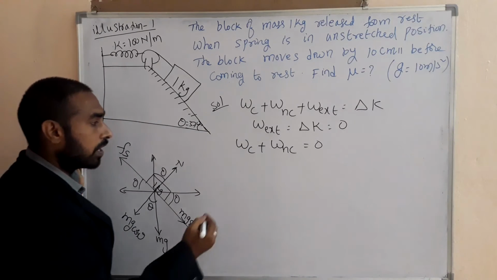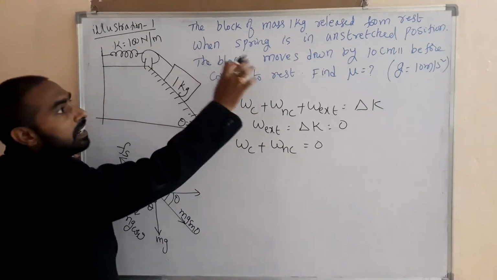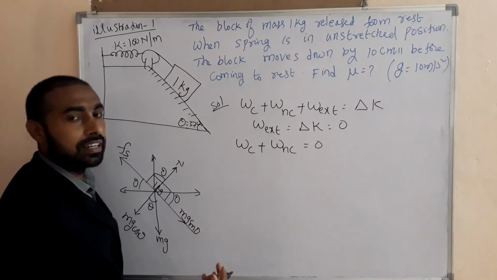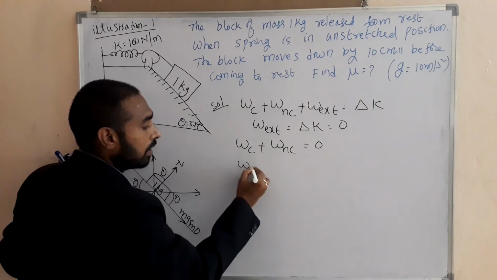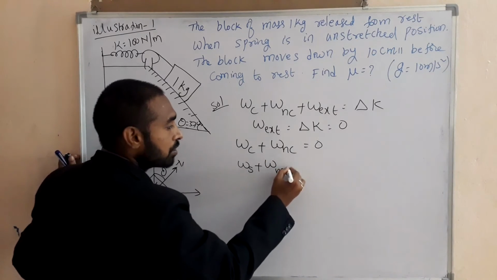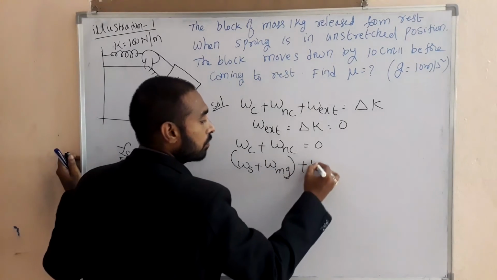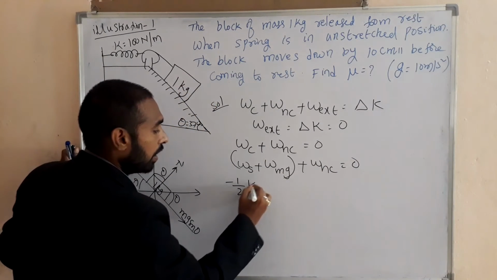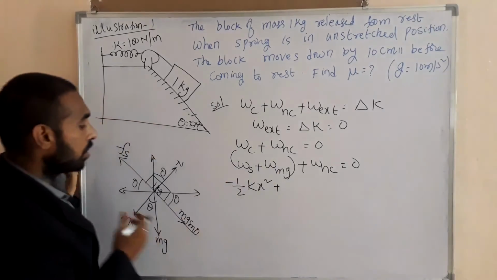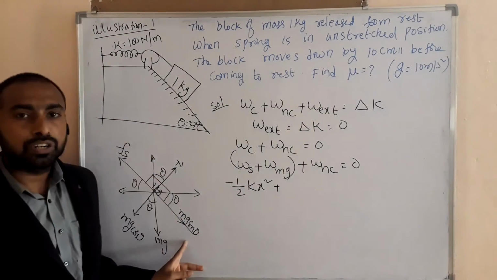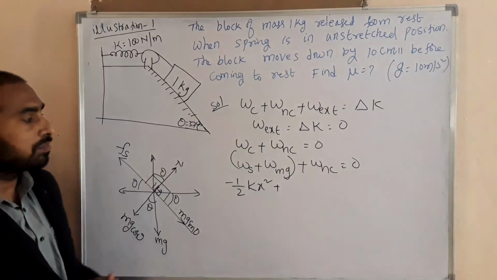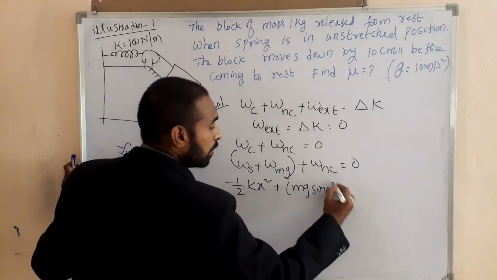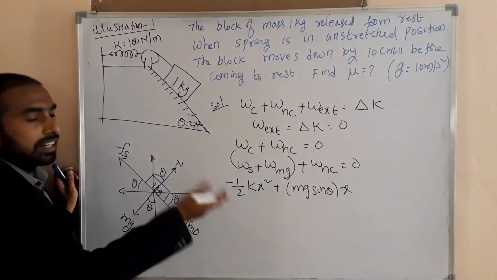Already you know the expression for work done by the spring force. Here the spring is initially in the unstretched position and later it is extended by 10 centimeters. So work done by the spring force plus work done by the gravitational force; these are the conservative forces. Work done by the spring force is minus half kx square. The component of gravitational force in the direction of displacement is mg sin theta, and the displacement, assume 10 centimeters, is x.